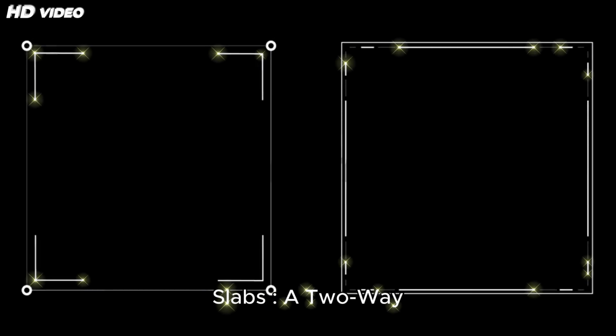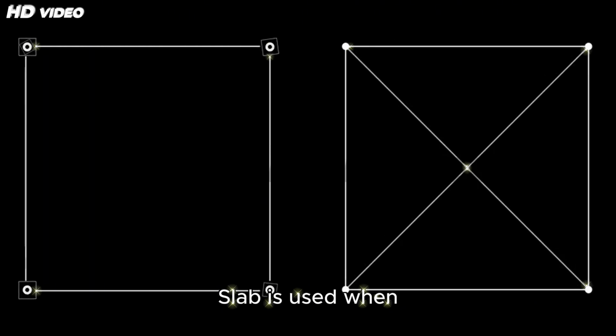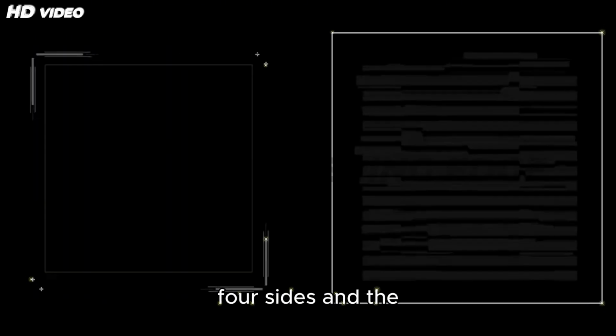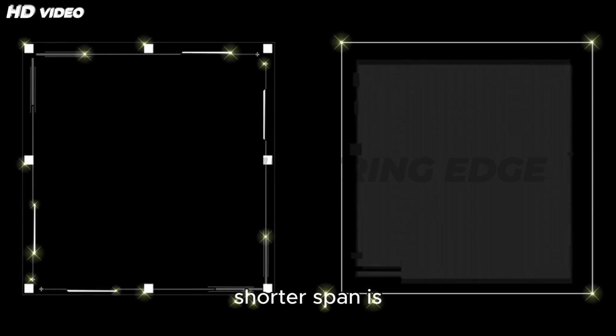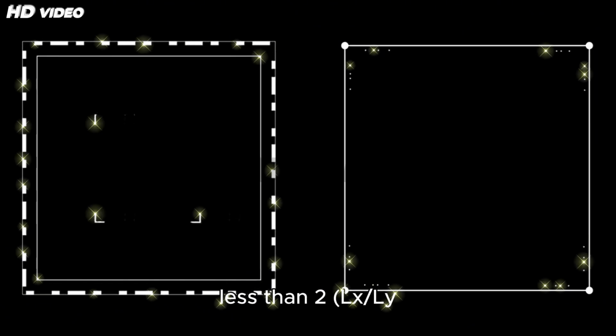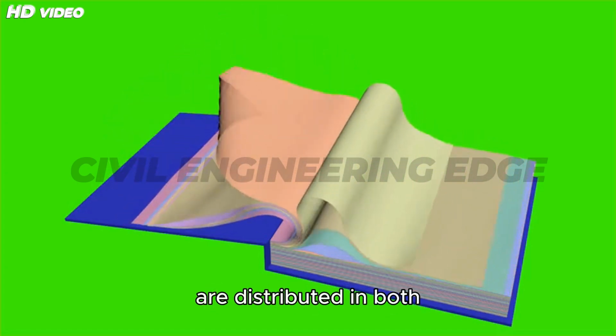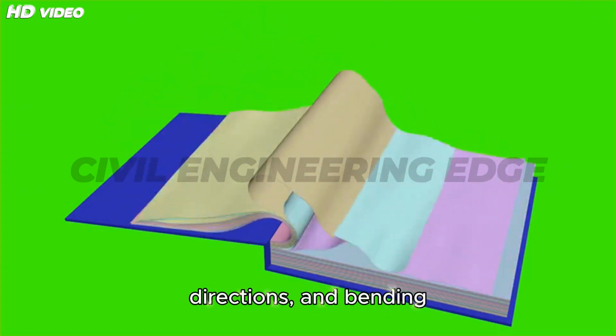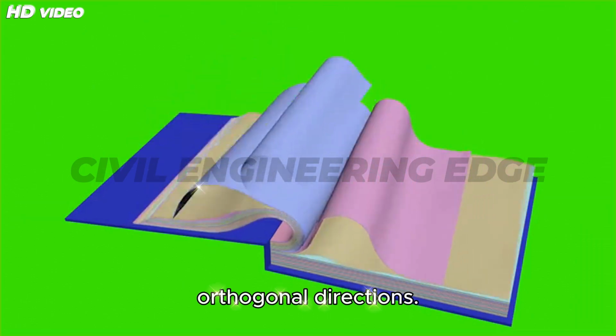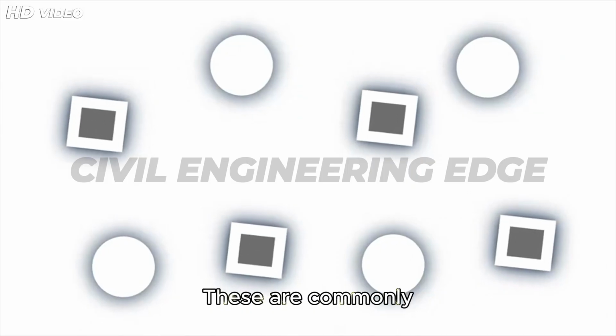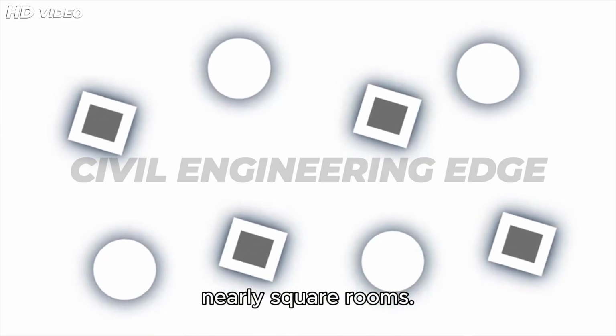Design of two-way slabs. A two-way slab is used when the slab is supported on all four sides and the ratio of longer to shorter span is less than 2, Ly/Lx is less than or equal to 2. In such slabs, loads are distributed in both directions and bending occurs in two orthogonal directions. These are commonly seen in square or nearly square rooms.